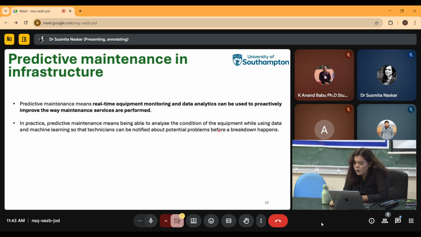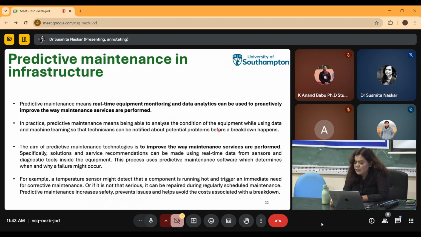Okay. So now if you try to look into the main aim of predictive maintenance, you will see that they try to improve the way maintenance services are being delivered, okay, and with the help of real-time data collected from the sensors and diagnostic tools inside the equipment, you can see that this kind of method, predictive maintenance software, can determine when and why the failure might occur, okay. It essentially transforms maintenance from a scheduled or emergency activity into a very strategic and data-driven process.